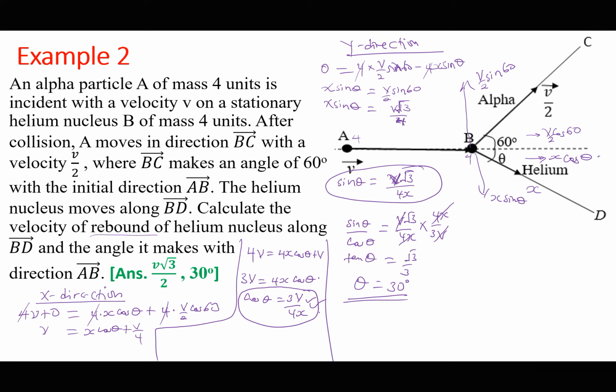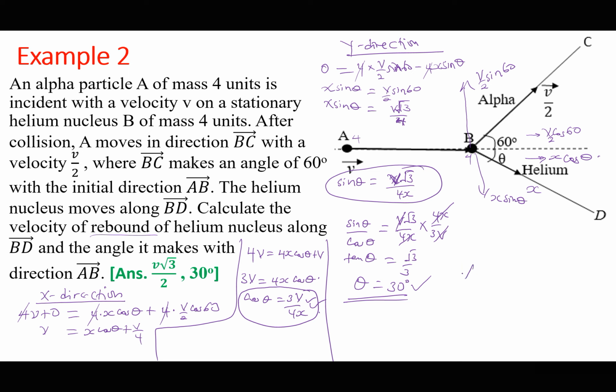Then they wanted us to calculate the velocity of rebound of the helium nucleus and the angle it makes with the direction. So I now know theta is 30 degrees, so I can find x. Of course, I just choose any equation and substitute. Because they want the answer in terms of v, I'll use the equation with sine theta.